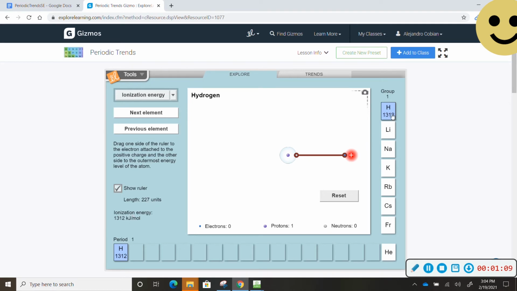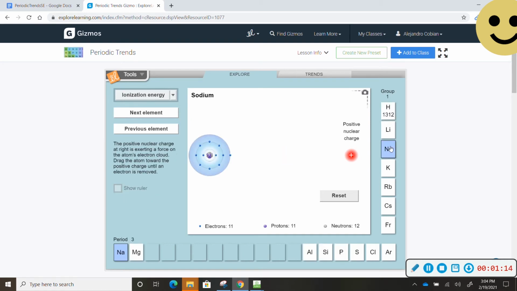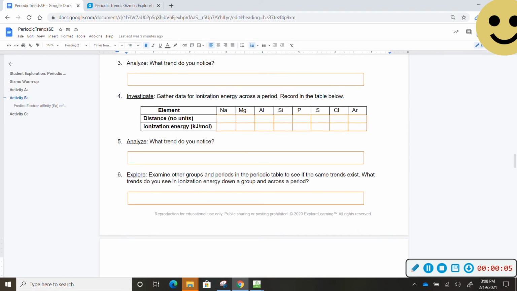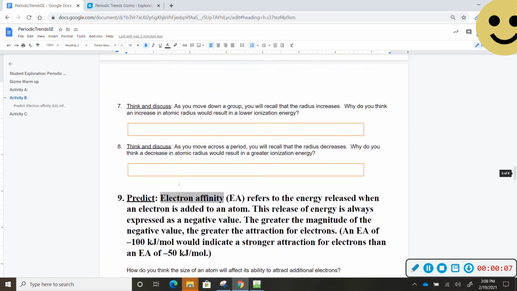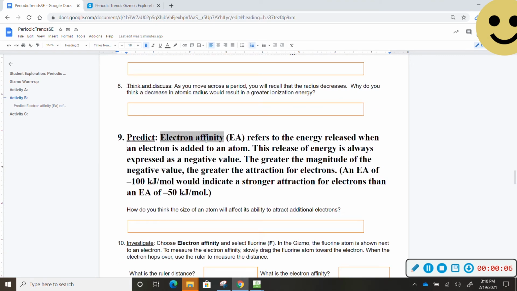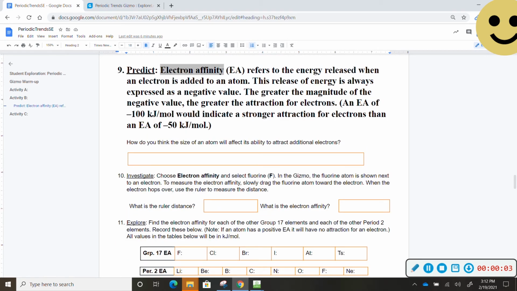You're going to be doing this for all the other atoms in the same group, and then you're going to do the same thing for period number 3. Make sure to answer the questions numbers 3, 5, 6, 7, and 8. For question number 9, we're going to start measuring electron affinity. This is an atom's ability to attract electrons. Keep in mind that the more negative the number, the stronger the attraction is.